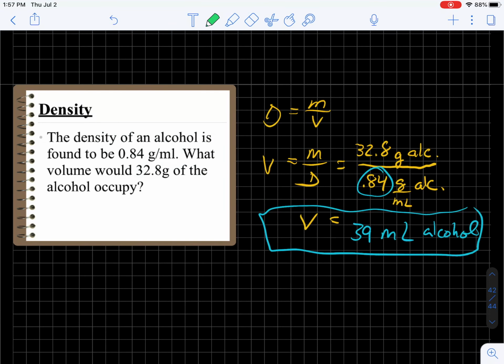Now, if we're doing this as a conversion factor, start with what they give you. Now, density is a property. It's a ratio of this material. That's not what you're starting with. What you're actually starting with is 32.8 grams of the alcohol. So we're going to write that, 32.8 grams alcohol. We're going to multiply by a fraction, get the grams of alcohol to cancel out, and then convert that to milliliters of alcohol.